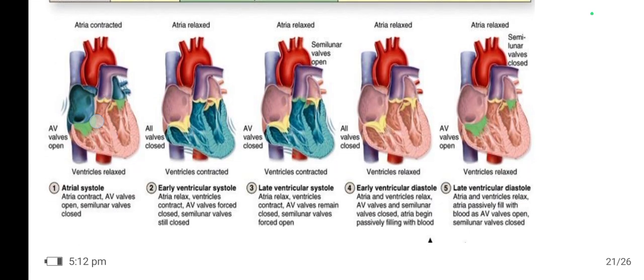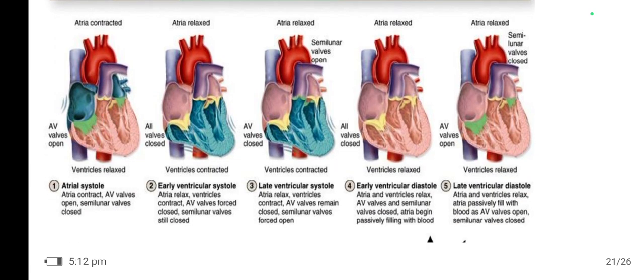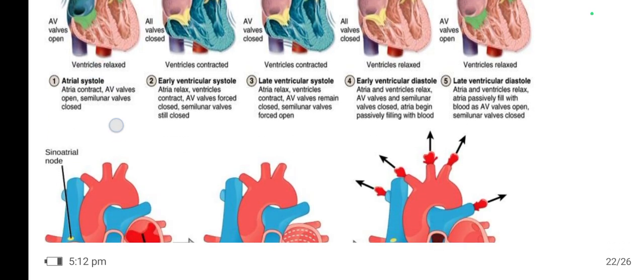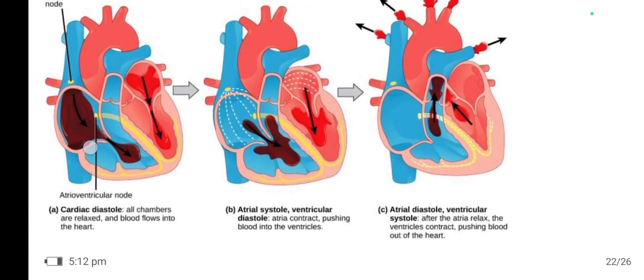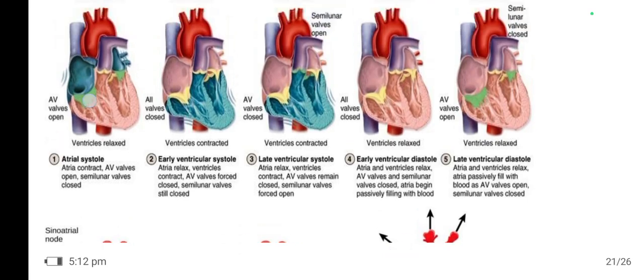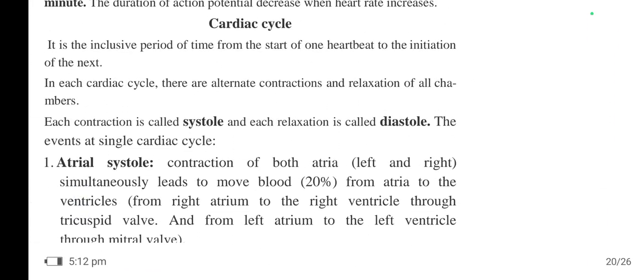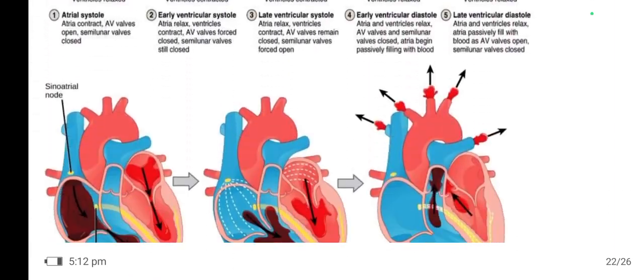So these are the phases: atrial systole, early ventricular systole, late ventricular systole, early ventricular diastole, late ventricular diastole. This is how the exact cardiac cycle takes place.